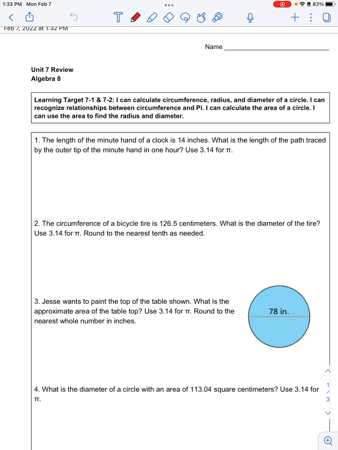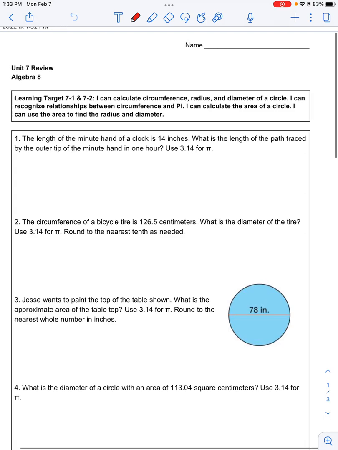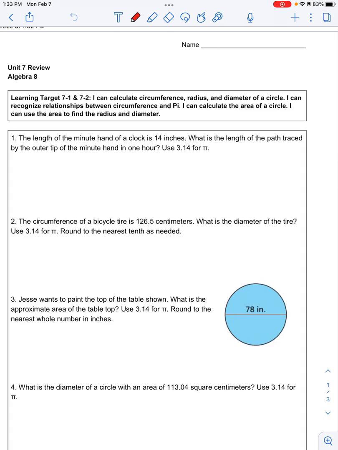Alrighty, Unit 7 review, okay? Remember, you can use a calculator on this stuff. Calculators are okay. We talked about circles, circumference, radius, diameter, pi. For pi, remember, we use 3.14, because pi is a number that never ends and never repeats. So we like to use 3.14 as a kind of an estimate for it.